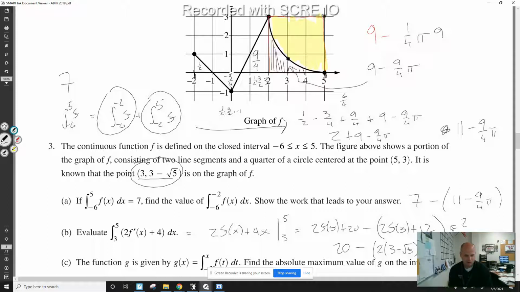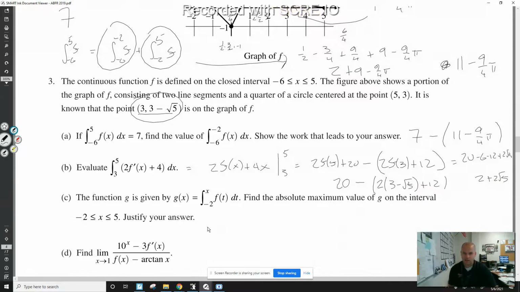20 minus 6 minus 12, so that's 14, which is 2. So plus 2 root 5. So 2 plus 2 root 5 is the answer. Okay, finally, we get to a function analysis.